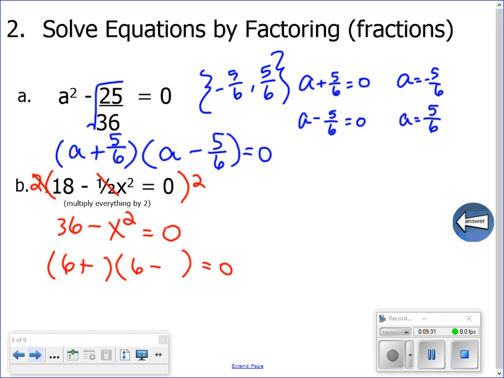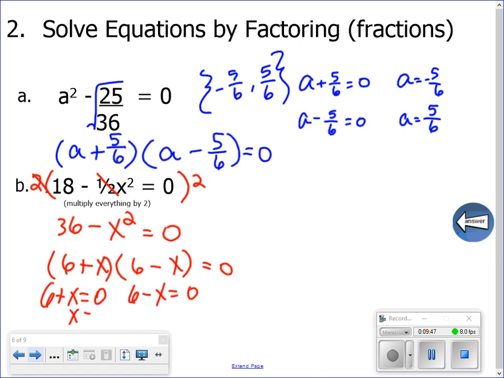Take the square root of the second term, which is x. So I have 6 plus x, and I have 6 minus x. We set each of those equal to 0. So that would be 6 plus x is equal to 0, and 6 minus x is equal to 0.